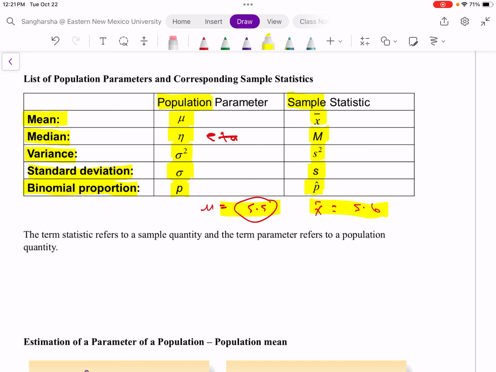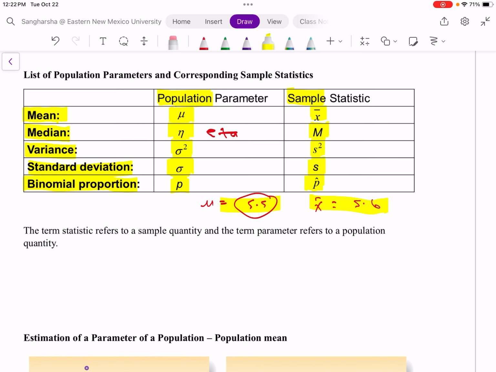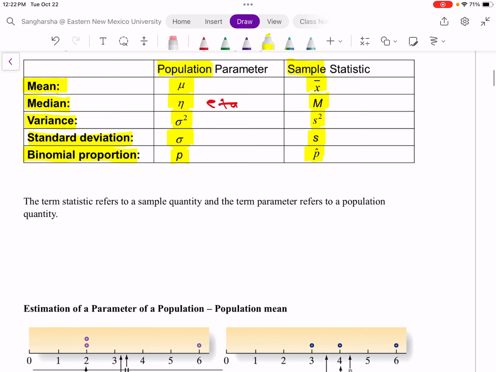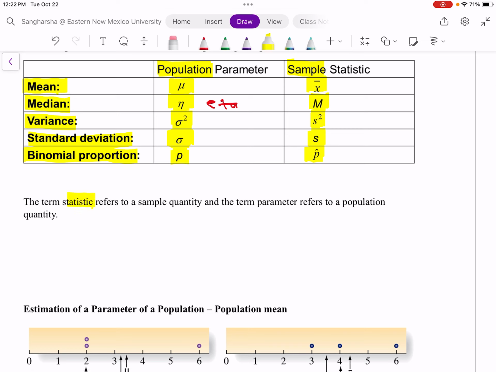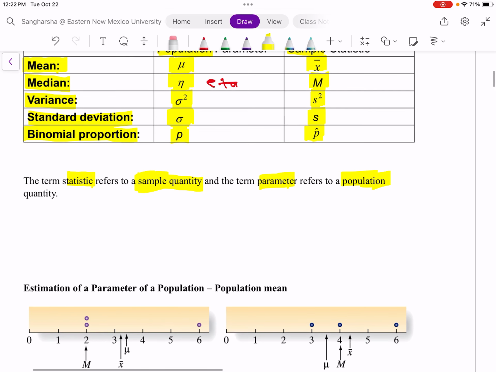We use a parameter to describe a population, to describe the large number. And we use statistics x bar, m, s square, s, p hat to describe our sample. But they both mean the same. So mu is also a mean, x bar is also a mean, but we use mu for a population. We use x bar for a sample. So statistic refers to a sample quantity, and parameter refers to a population quantity. Statistic is for sample, parameter is for population.